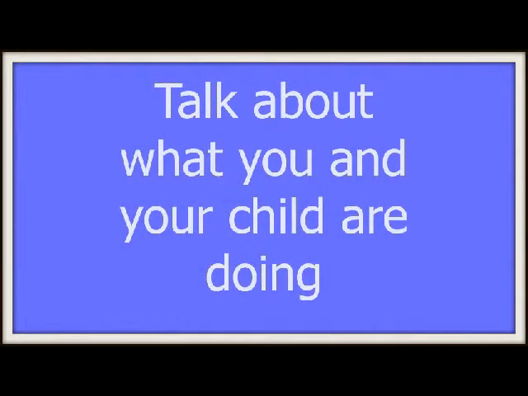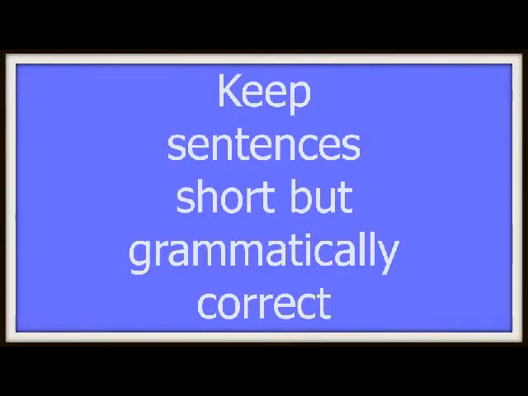So the next tip is to talk about what your child is doing or what you're doing. And this is good because it provides more exposure to language for your child and gives them a good model of how sentences are structured. So you can say, for example, you're eating your dinner, or daddy's cooking pasta, or oh, mommy's driving the car. You should try to keep your sentences short but grammatically correct.